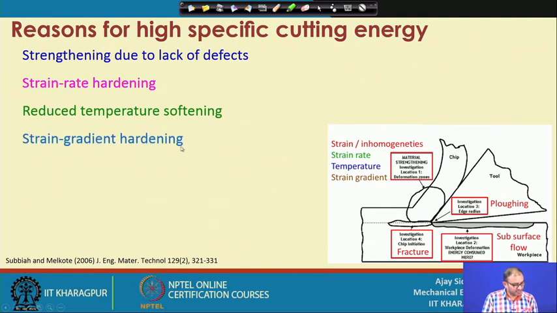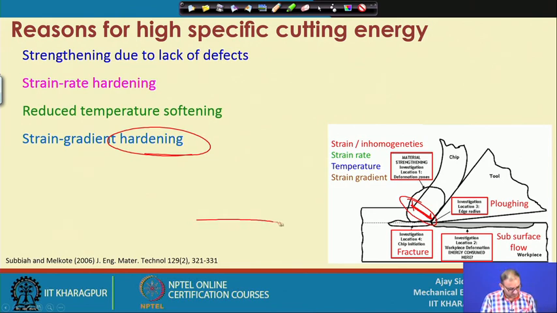Right. Strain gradient hardening, because strain is not continuous in this particular case, that means it is not uniform throughout this particular angle. This is the shear plane angle. If you consider this particular part here, on the shear plane your strain is variable. It is very high here, it is very low here. Because of that you are getting a hardening of the material, and that is also one of the reasons for high specific cutting energies.